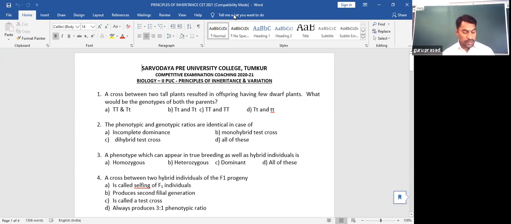Then the F1 generation. Whenever a cross is made from the parents, the first generation is called the F1 generation, the first filial generation. Then the F2 generation. The F1 generation produces the F2 generation when they are crossed, and so on. Then you should know about Mendel's laws.